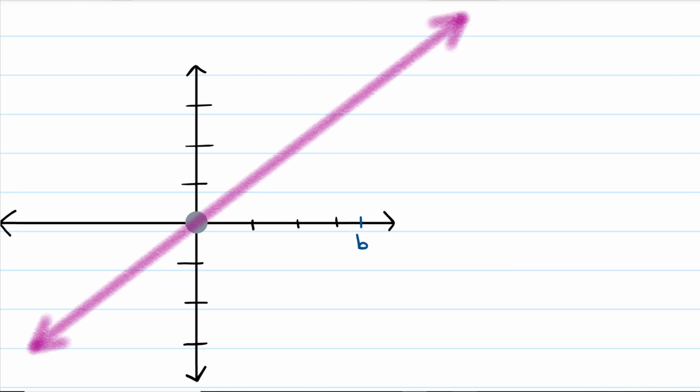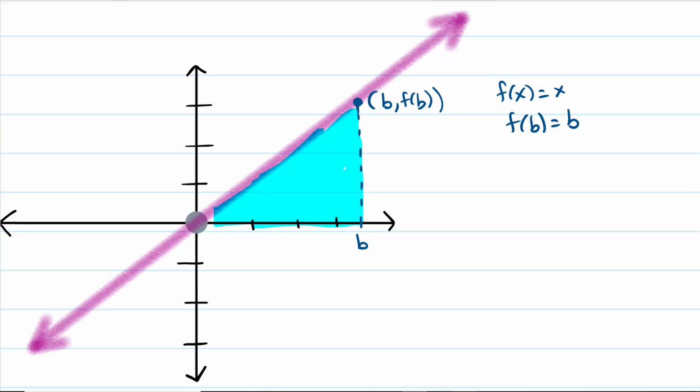And remember, when we integrate, that means that we're finding the area underneath this curve y equals x. So what we're trying to find is the area that this triangle makes right here. So first, let's identify the coordinates of this point. The x value is b, and the y value is f of b. Well, f of x is equal to x, so f of b is equal to b. So this coordinate is actually b comma b. So the width of this triangle is b, and the height of it is also b.